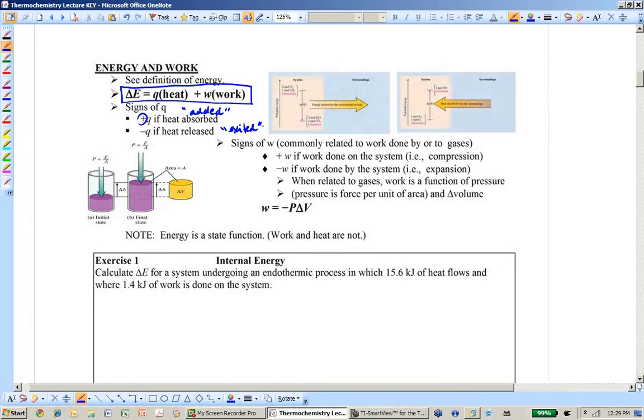The signs of W are again from the system's point of view. If you squished and compressed the system, then you must have added work in to make that happen, so we give it a positive sign. But if the system expanded something, think about a balloon. If you had a balloon full of helium and you dunked it into a serious ice bath, the balloon would shrink a bit. That would be the ice bath doing work on the balloon.